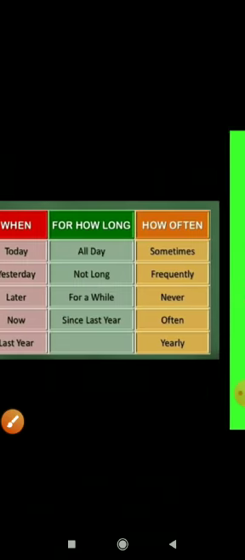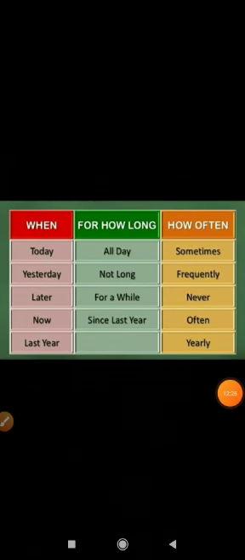Adverbs of time tell us when an action happens or happened. These are adverbs of time. These are adverbs that point out the time when some action happened. They tell us when something happened or was done. These are some examples.